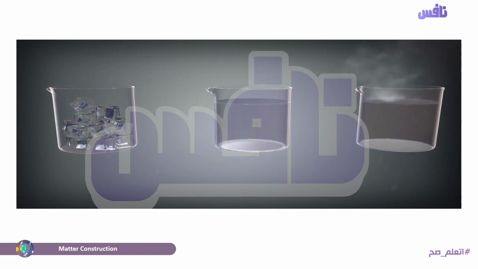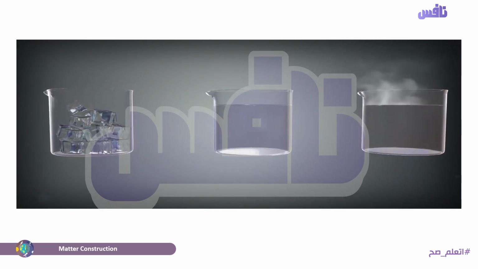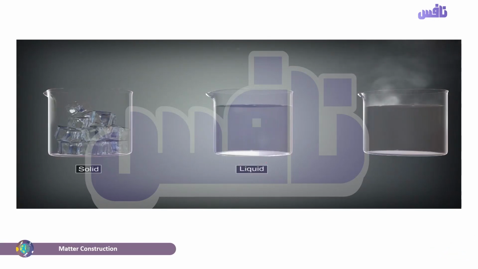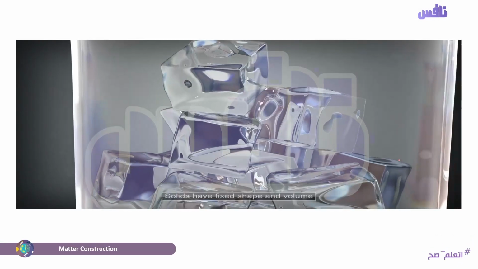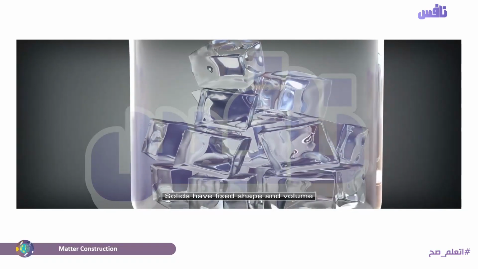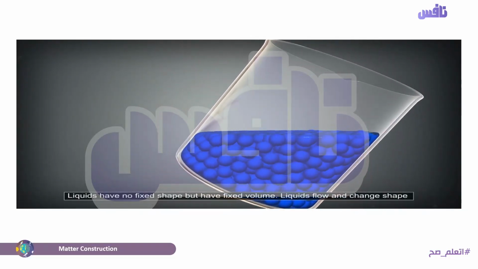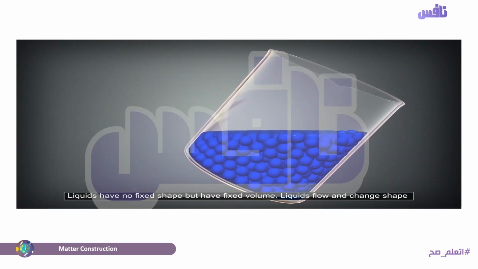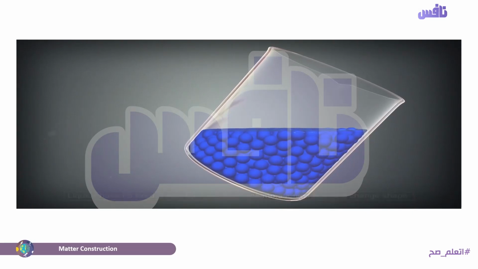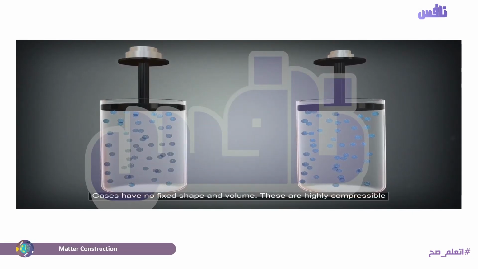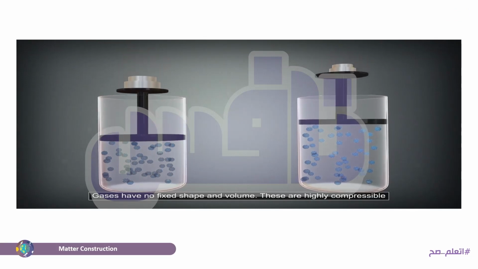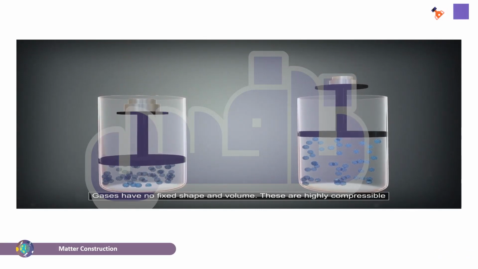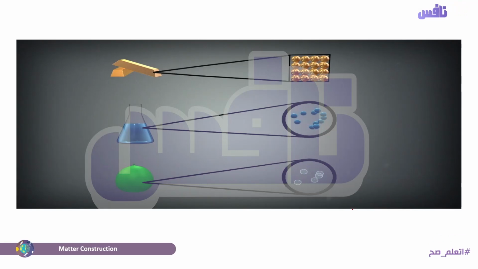Okay, let's watch a video. This is the 3 states of matter: solid, liquid, and gas. Okay, the solid has a fixed shape and volume. So what about the liquid? The liquid has no fixed shape but has a fixed volume, and the liquid can flow and change shape. So what about the gas? Gases have no fixed shape and volume. Okay, there are the high compressor. This is the 3 states of matter: solid, liquid, and gas.